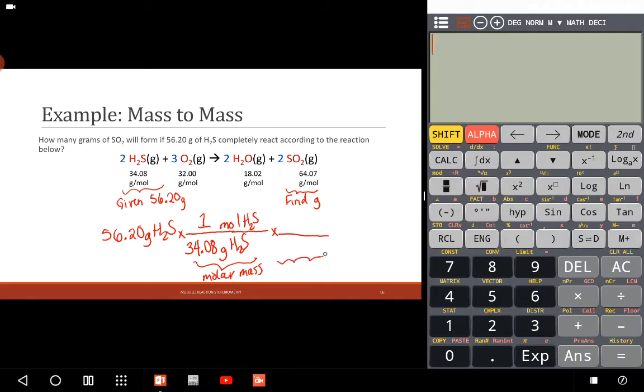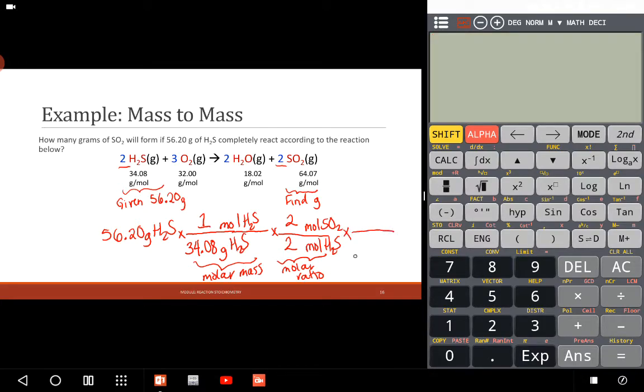Now I use my molar ratio. I need to cancel out my moles of H2S, and I need to get into moles of my new compound. That is a 2 coefficient in front of the moles of H2S and in front of the moles of SO2. They're both 2's.